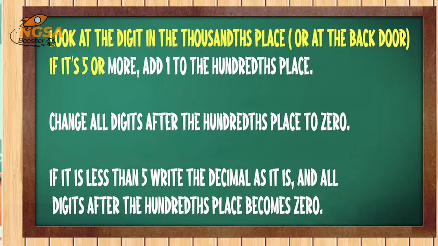If it's 5 or more, add 1 to the hundredths place and change all digits after the hundredths place to 0. If it's less than 5, write the decimal as it is, and all digits after the hundredths place become 0. Let's quickly go to this example.